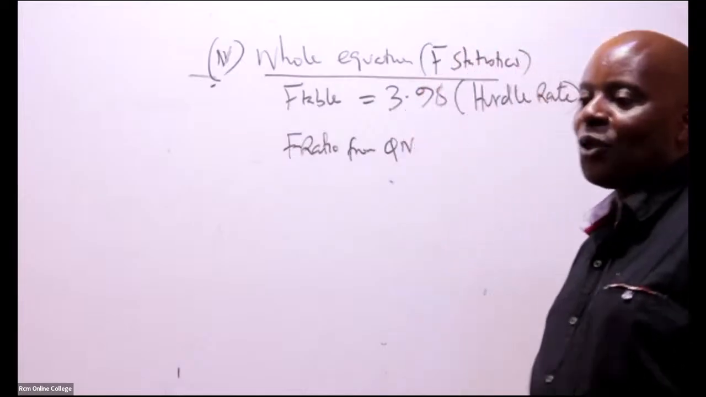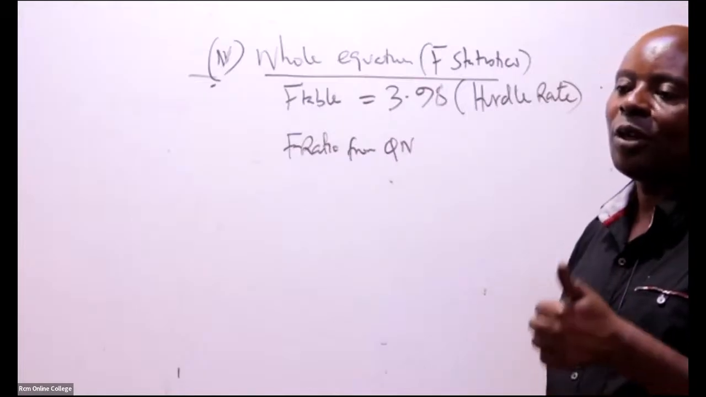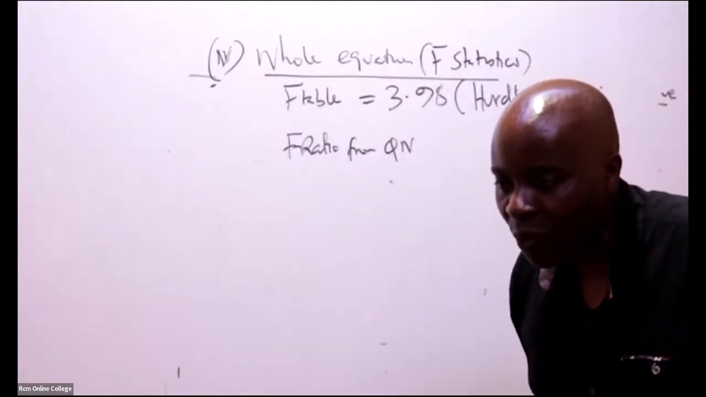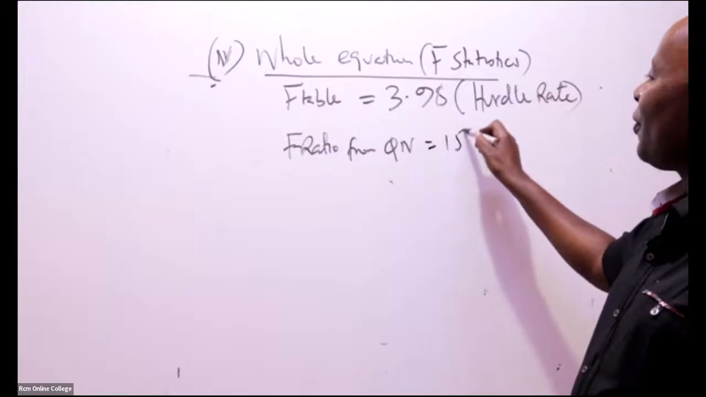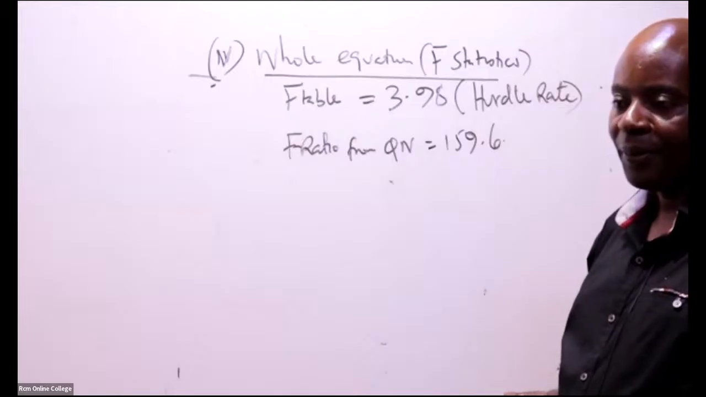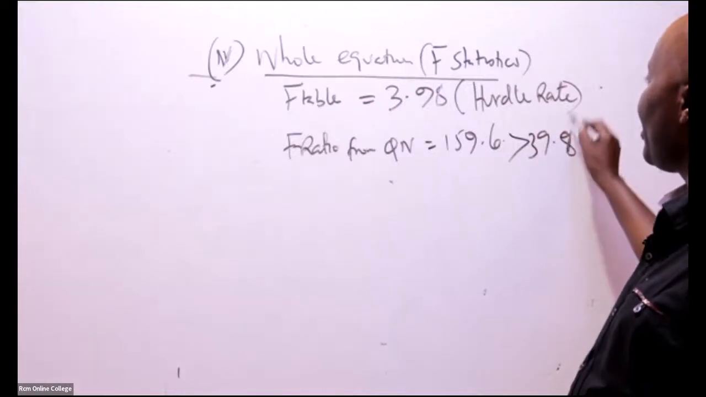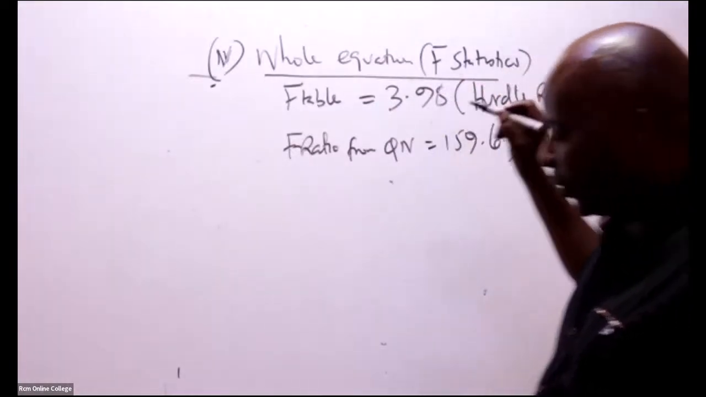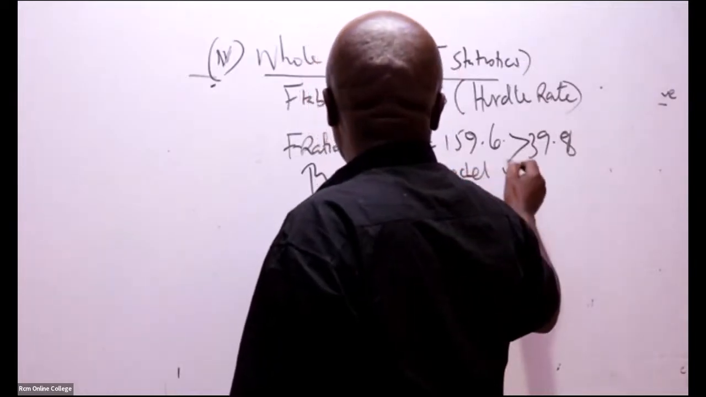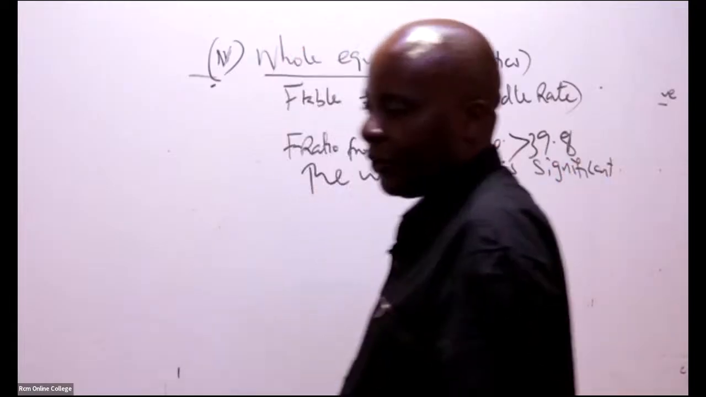Yes. So you compare this hurdle value, which has been given, to the F ratio from the question. Somebody is giving us 159.6. So in this case, is the model significant or not? This is really more than the 3.98. It's more than the 3.98, meaning that the whole model is significant.